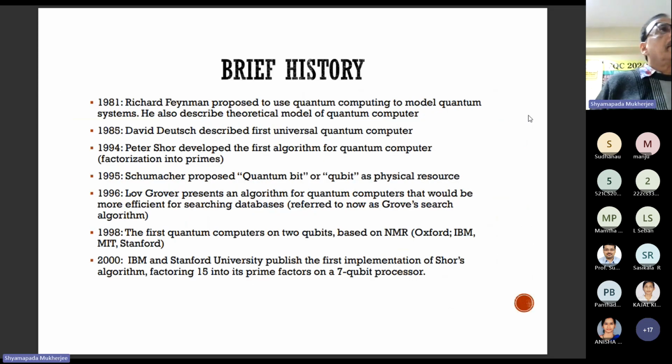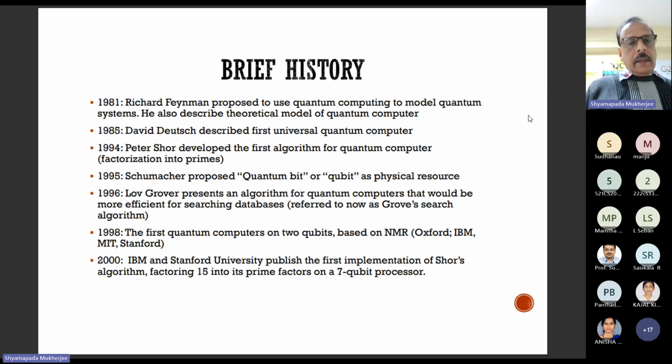Then this is a brief history which I have written. Just go through it quickly. In 1981, Feynman was the first man to give ideas about quantum computation. And then Deutsch's algorithm and Shor's algorithm were developed. Then the quantum bit, a qubit, because I know that the smallest bit of information in classical computation is the bit, like 0 and 1. But here we have a qubit, which is a linear combination of 0 and 1. But 0 and 1 are not binary numbers, but vectors in a vector space, the 0 vector and the 1 vector. And then Grover's algorithm.